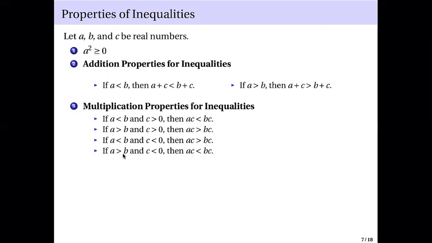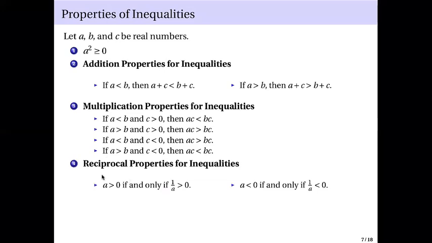And if A is greater than B, and again C is less than 0, then AC is less than BC. So in summary, if your multiplier is positive, then the inequality will be retained. If your multiplier is negative, then the inequality will be reversed. So these are very important, especially in solving inequalities.